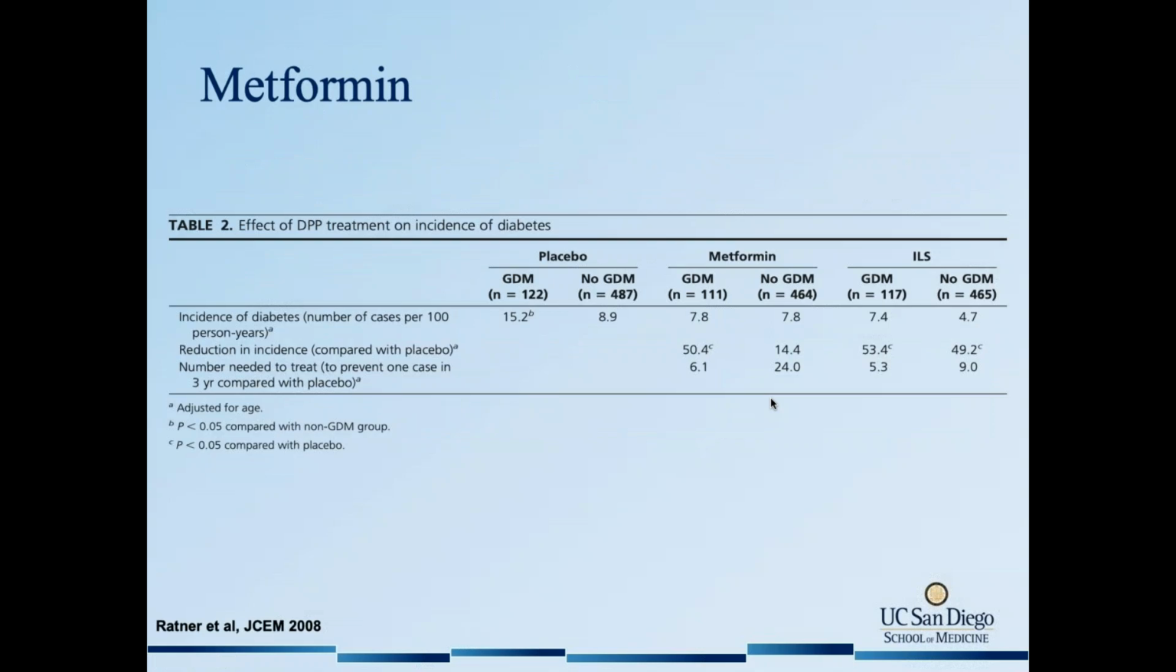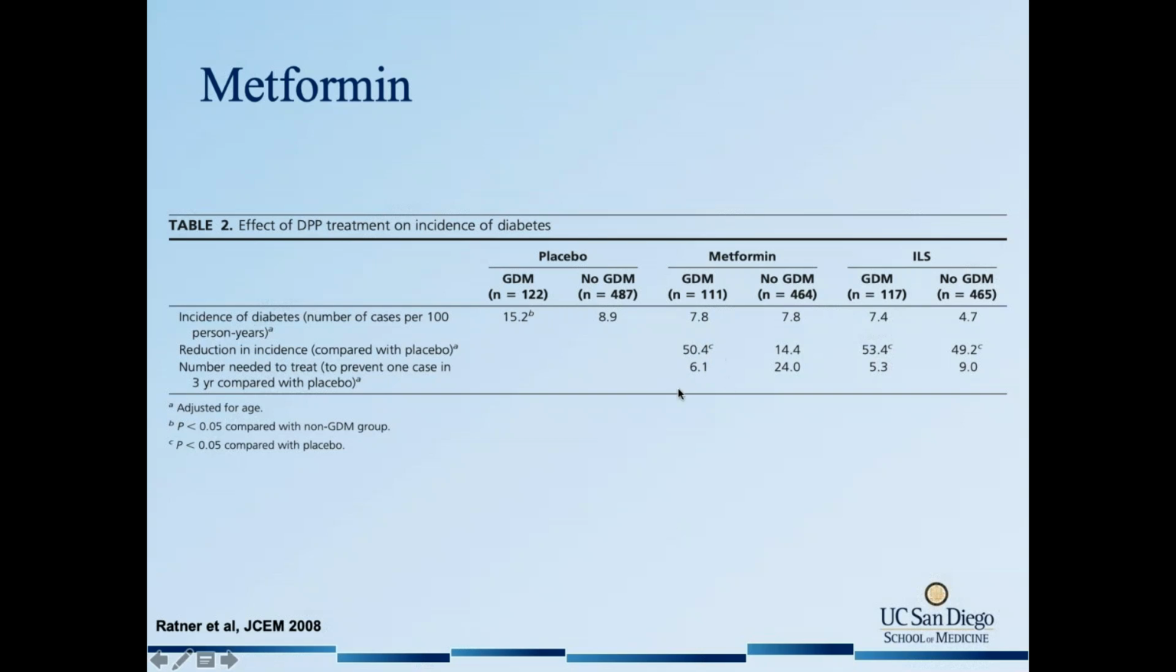They did a secondary analysis, which was published in 2008, looking at mothers specifically who had gestational diabetes. And what they looked at was the placebo group, as well as a group of women who were prescribed metformin after the delivery and lifestyle intervention. And what they noted was that there was a reduction in the development of type 2 diabetes in the metformin group and in the lifestyle intervention group of about 50 to 53%, which is quite good.